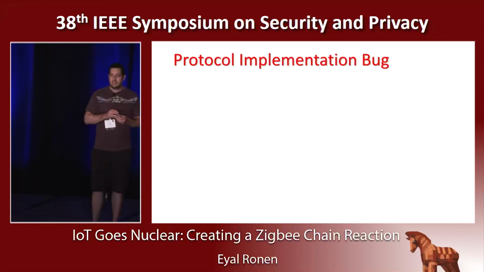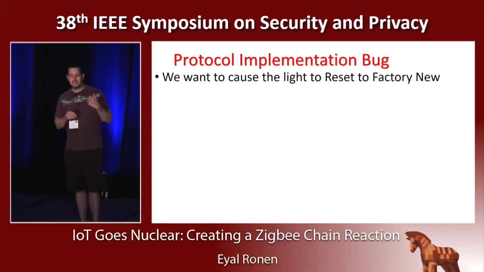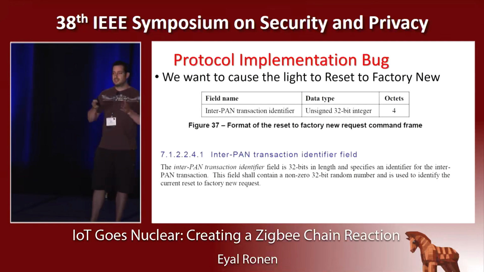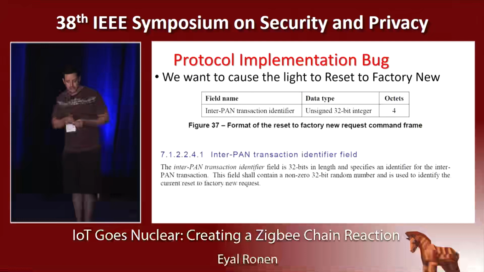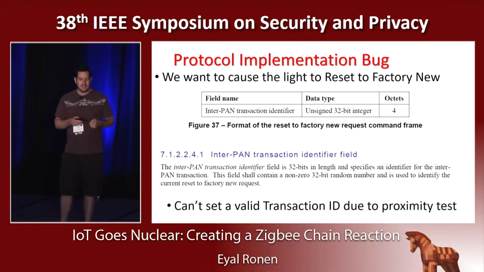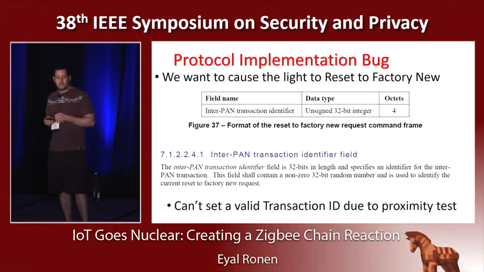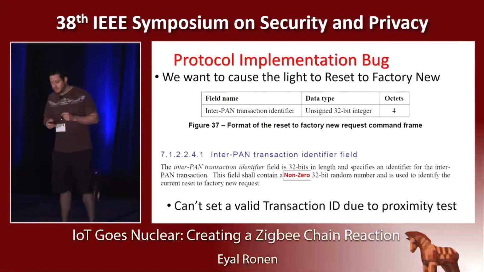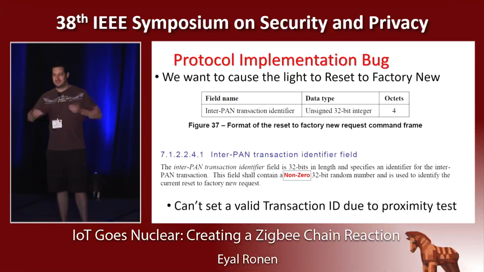So we needed to find a way to overcome this proximity test because we want to do this attack from a long range. We looked at the specification of the reset to factory new message, and we saw that this message only contains one 32-bit random number. It's the famous transaction ID. But unfortunately for us, we can't set a valid transaction ID because of the proximity test, and we are too far away. So we looked at the small print of the specification, and we saw that this number is supposed to be a non-zero random number. So we asked ourselves, okay, and what if it is 0?